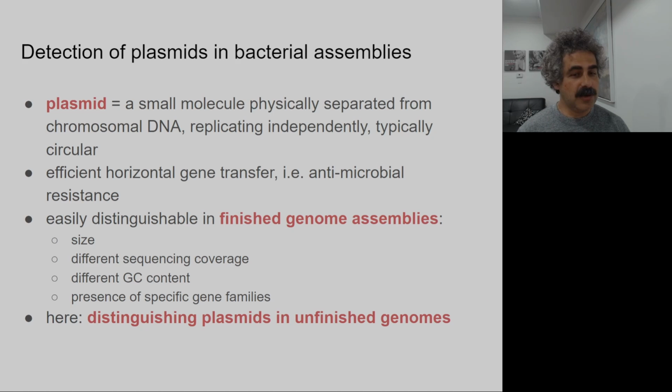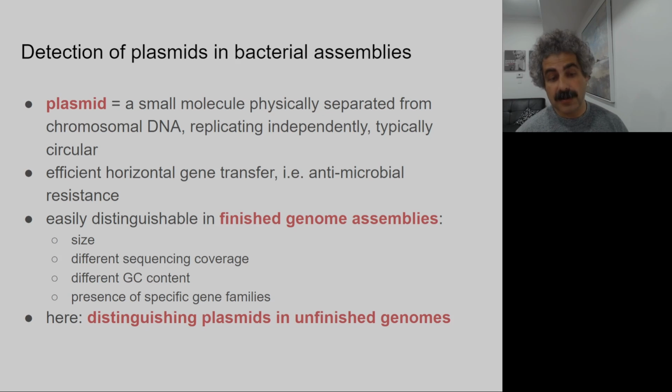Plasmids are small molecules that are physically separated from chromosomal DNA. They replicate independently and they are typically circular. They facilitate efficient horizontal gene transfer in bacteria, and they can, for example, carry antimicrobial resistance genes. Therefore, it is a very important task to identify plasmids in genome assemblies.